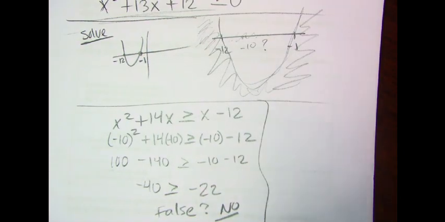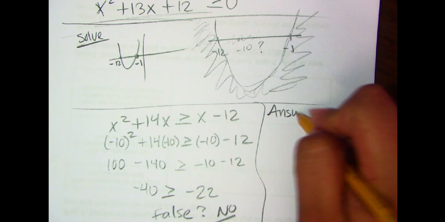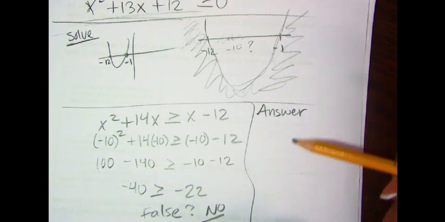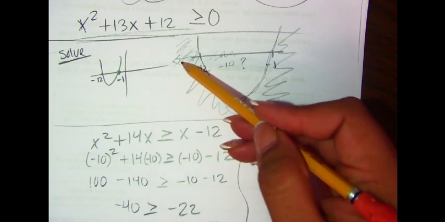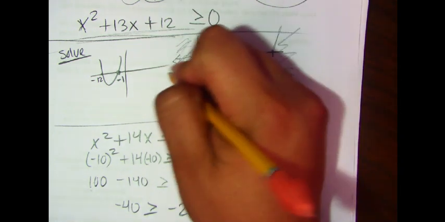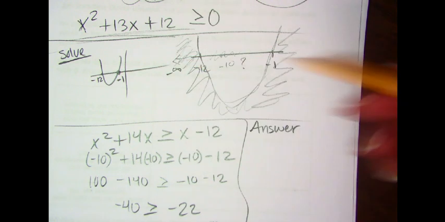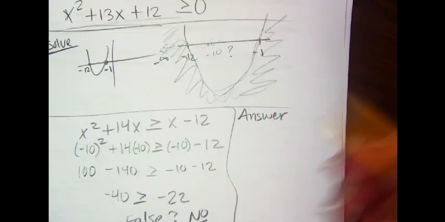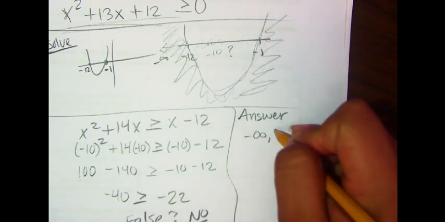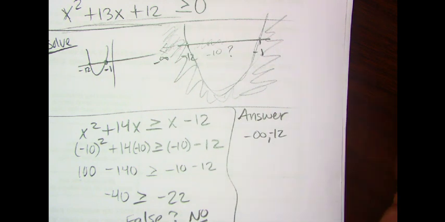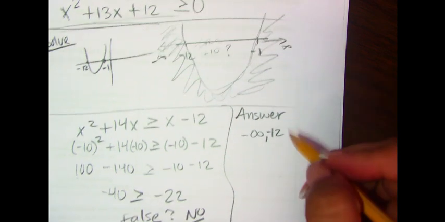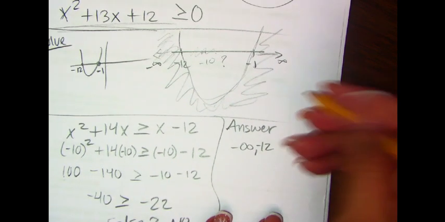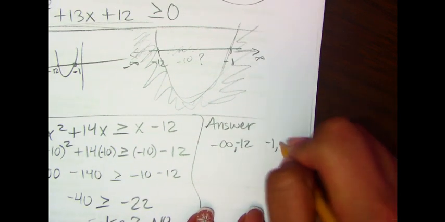Which leads us now to our final step of writing our notation for the answer. So our answer is pretty much, to kind of summarize, that anything to the left side of that -12, meaning negative infinity, that goes on forever to the left, up to -12, sorry, is part of our solutions. And then on this other side, anything from -1 to the right, which is to positive infinity, is our solutions. So that's where we write -1 to infinity.